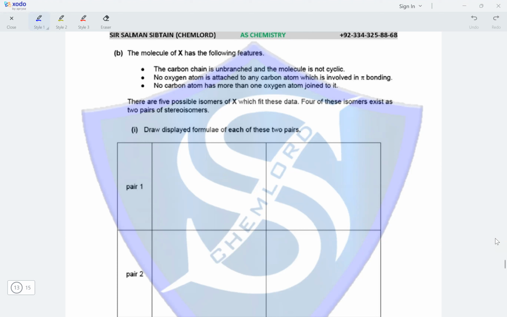There are five possible isomers of X which fit these data. Four of these isomers exist as two pairs of stereoisomers. Draw the displayed formula of each of these two pairs. So let's put this together.